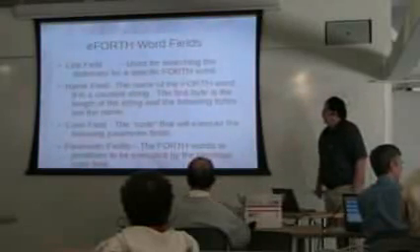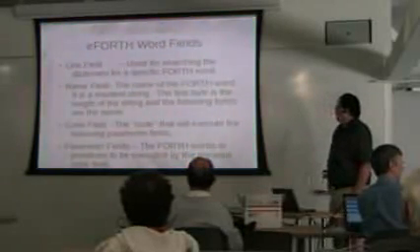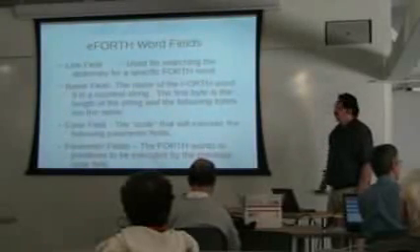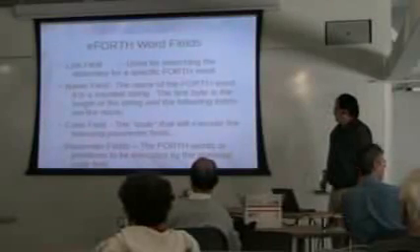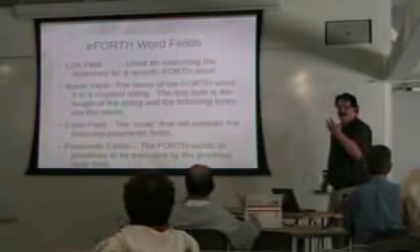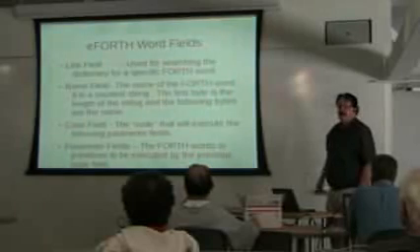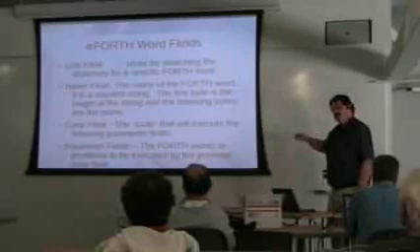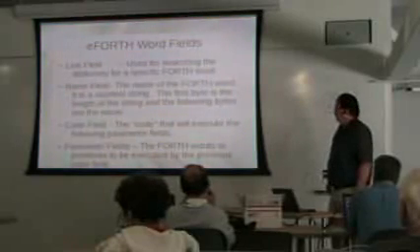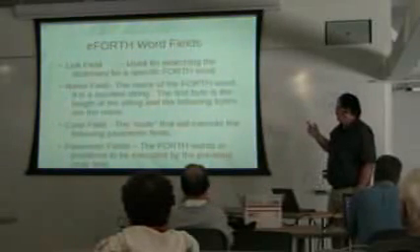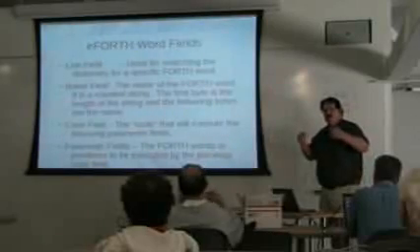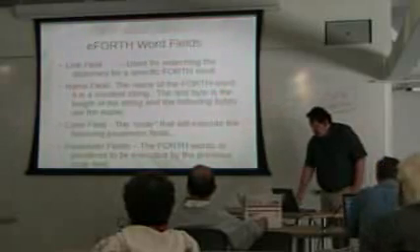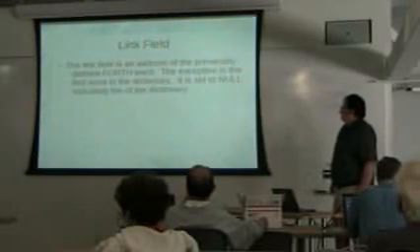These are the outline of what the basic fields are. The link is used for searching for a word in a dictionary. The name field is used to identify the particular word. It's a counted string where the first byte is the number of succeeding characters in the Forth word. And then you have a code field which is used to execute the following parameter field words.